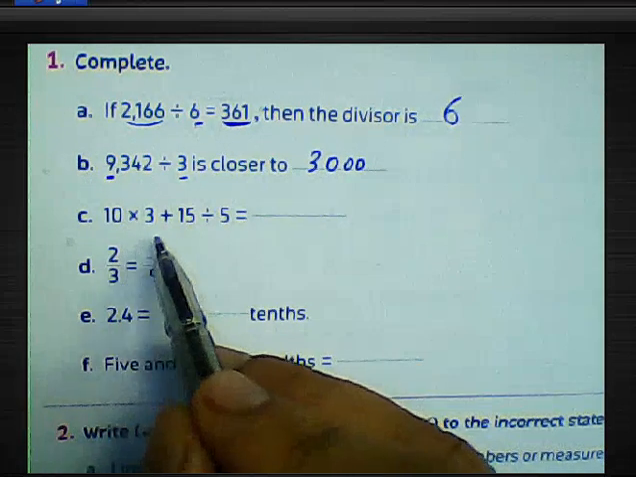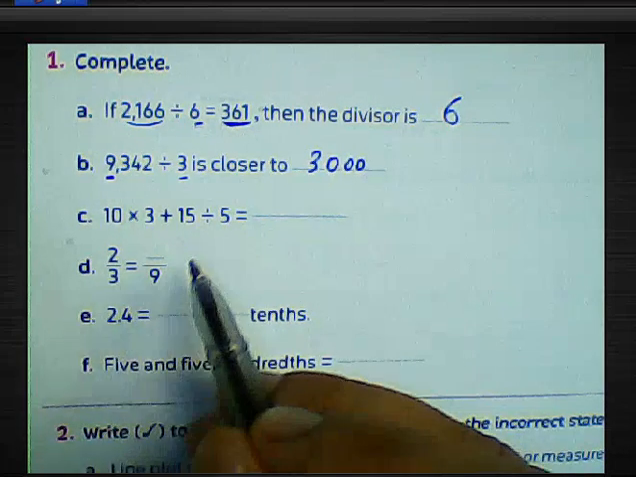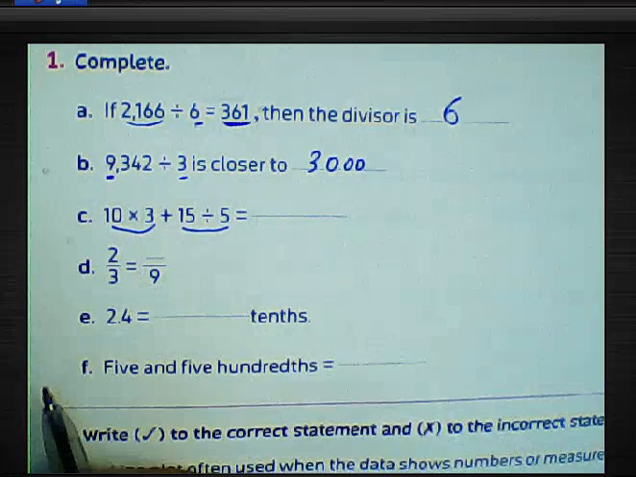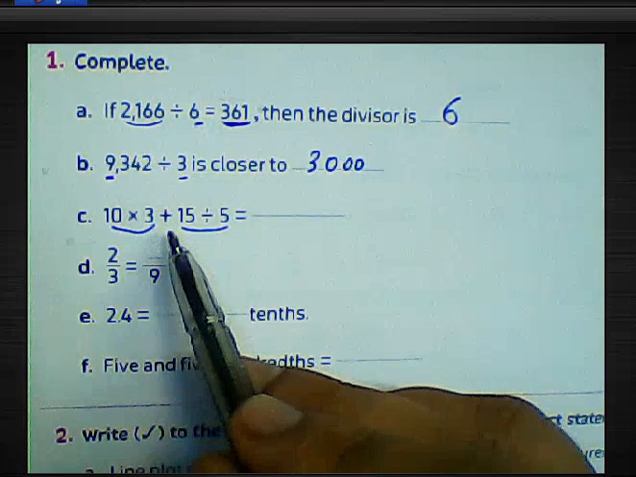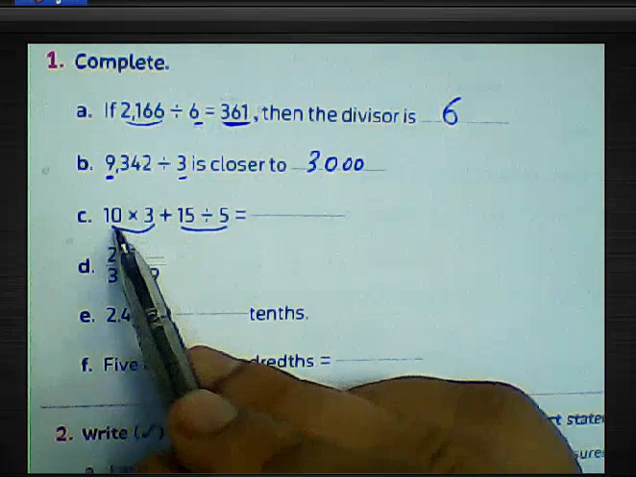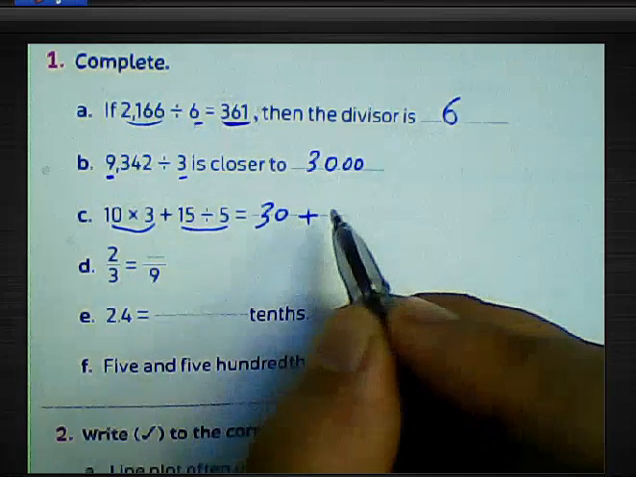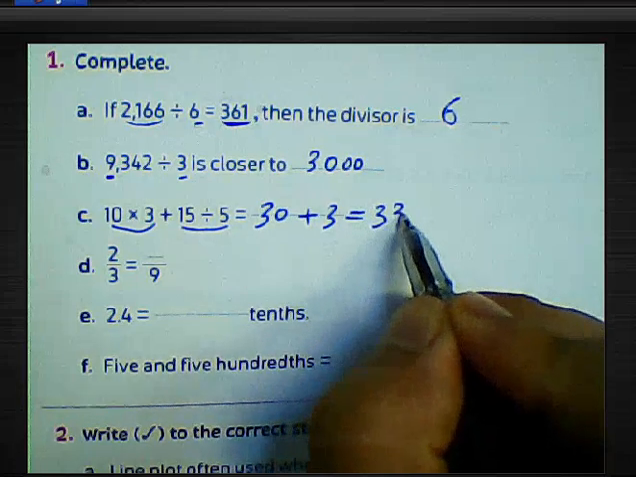10 multiply 3 plus 15 divided by 5, it's order of operations. We must do division and multiplication first. The last step is adding the results. 10 multiply 3 equals 30 and 15 divided by 5 equals 3, and the result will be 33.